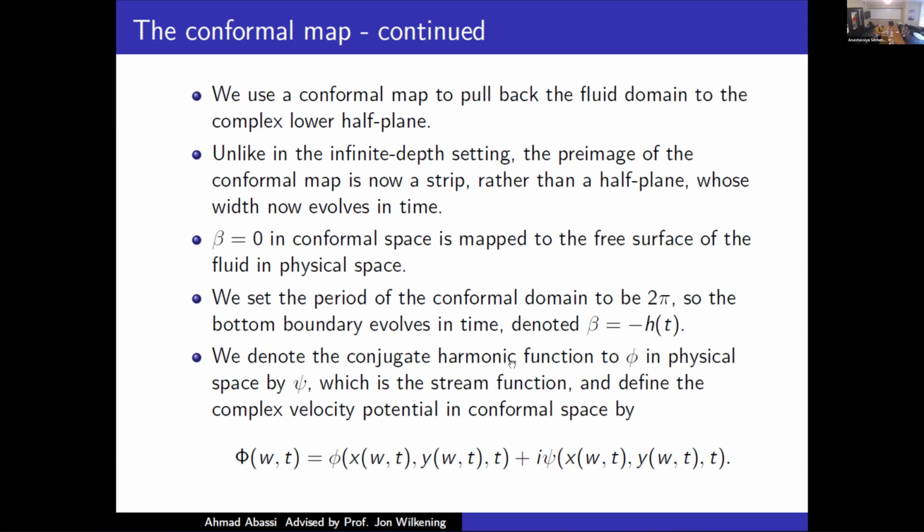And here is just something standard where we denote the conjugate harmonic function to phi in physical space by psi, which is the stream function, and we define the complex velocity potential in conformal space using big phi in the standard way, where W is the conformal space variable and T is just time. And X and Y represent the real and imaginary part of Z in physical space.